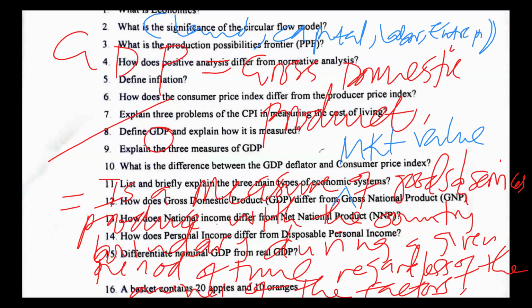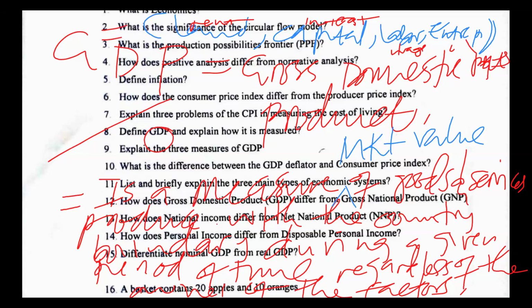We know that from land, we get rent, isn't it? From capital, we get interest. That's what we explained in the circular flow of income. From labor, you get wages and salaries. And from entrepreneurship, you get profits. Now, these are the factors of production that we have communicated.